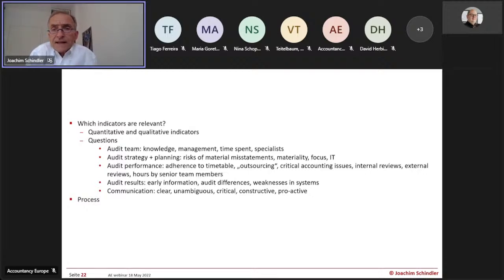And some indicators, we heard this already, refer to the audit firm level, some to the engagement level. For me as an audit committee chair, the concrete engagement is more interesting, although some indicators on audit firm level allow conclusions on the audit firm's quality control system, for example.